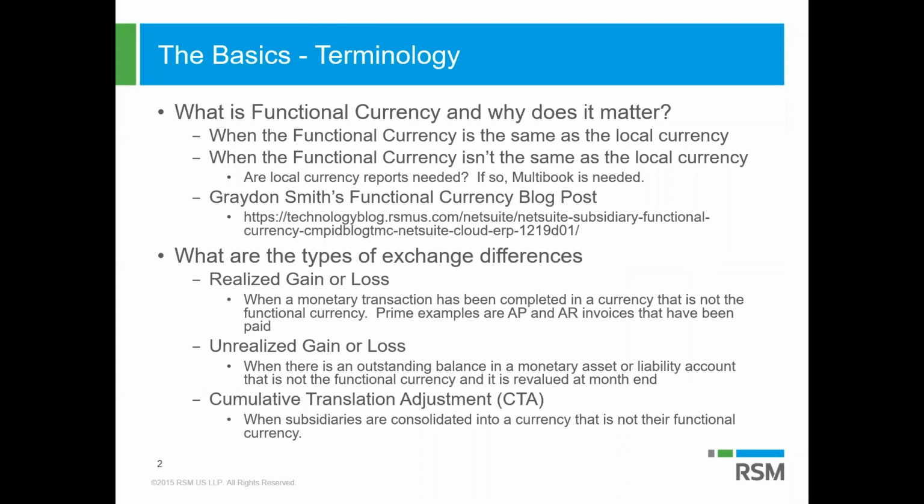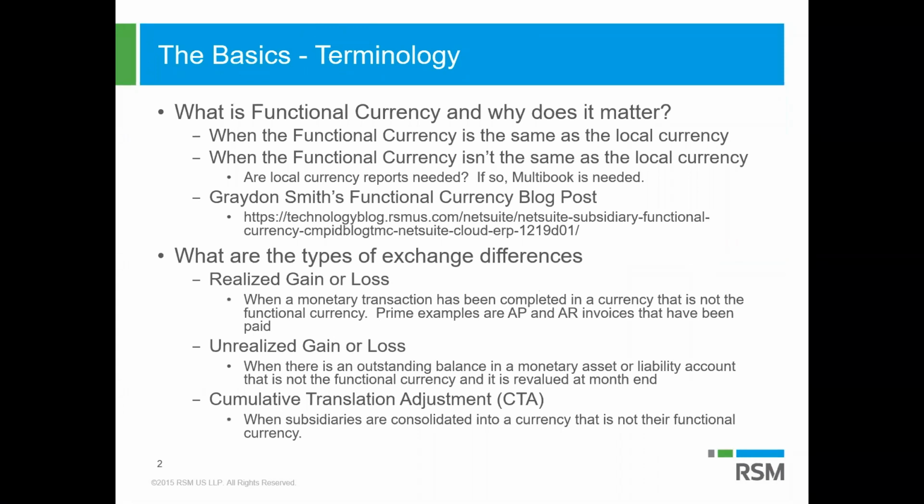This is when a monetary transaction has been completed in a currency that's not the functional currency. Which takes us back to why, if your functional currency is not your local currency and you have a lot of expenses in your local currency, now you have a realized gain or loss on any monetary expenses, any AP that you have, any AR that you have.